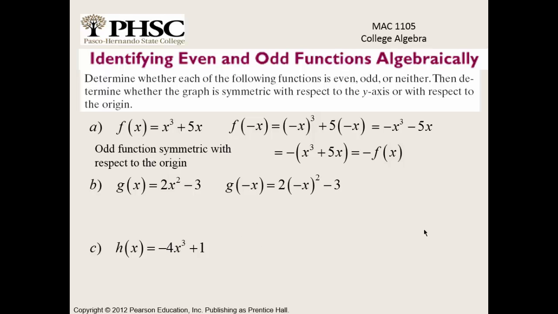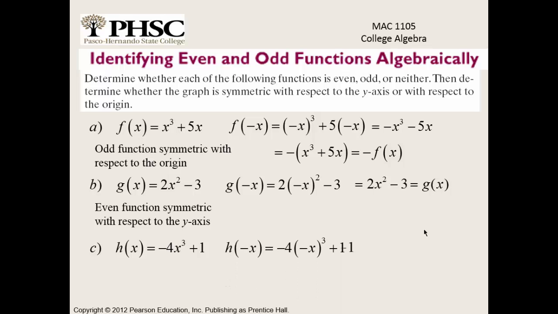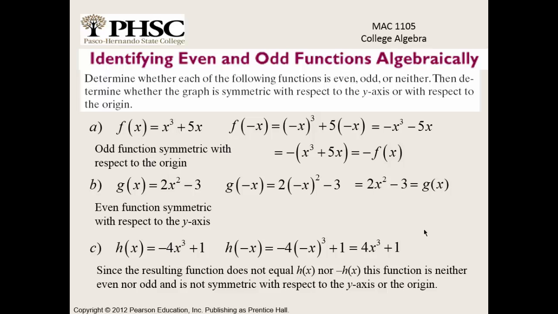The second one is g of x. So we're going to replace x with negative x, and by evaluating it, we end up with the original function. So g of negative x is equal to g of x. So this is an even function, and it is symmetric with respect to the y-axis. Now the last one, we find out that we end up with a different function altogether. So this is neither even nor odd, and it is not symmetric with respect to the y-axis or the origin.